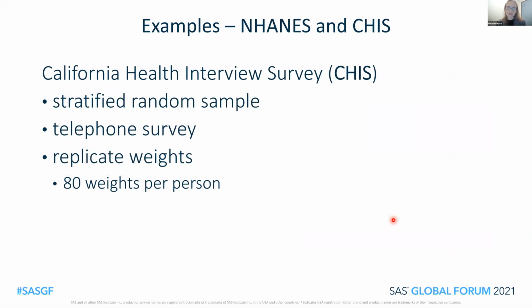So CHIS uses a very different design. It is a stratified random sample. It's a telephone-based survey, and it uses replicate weights, where it assigns 80 weights per person.